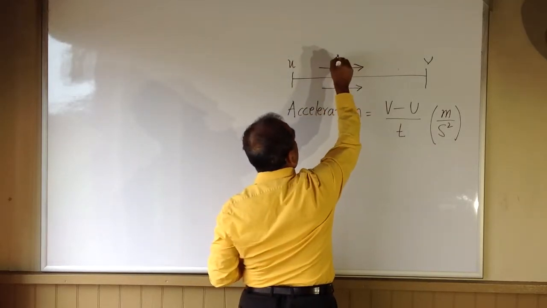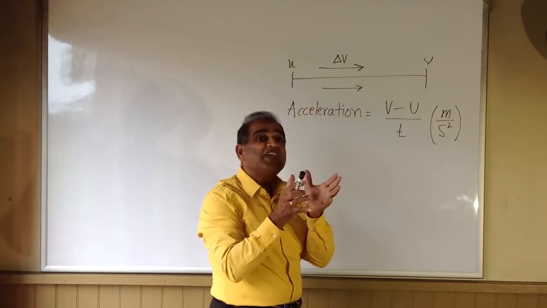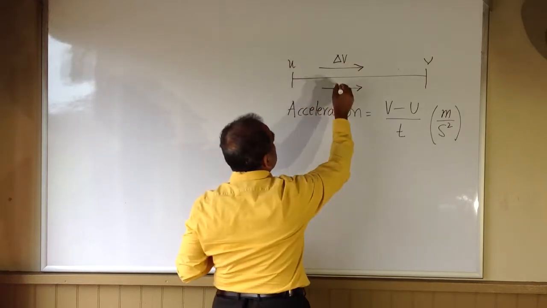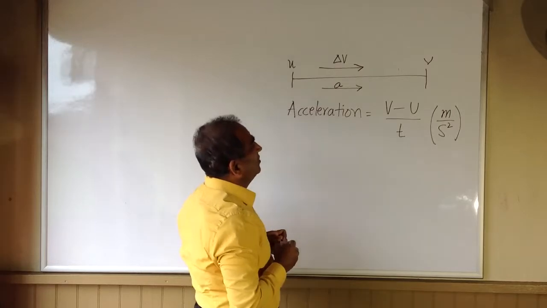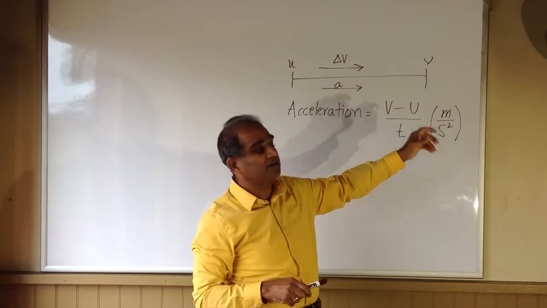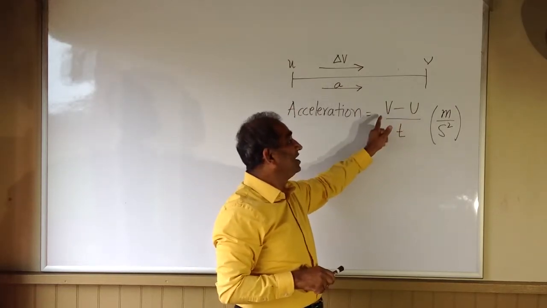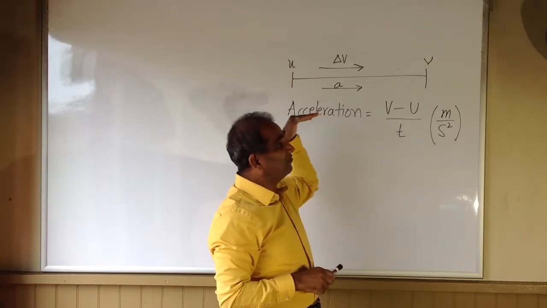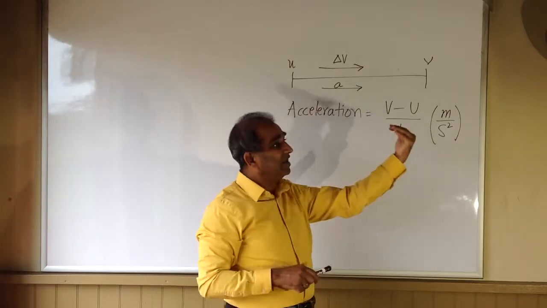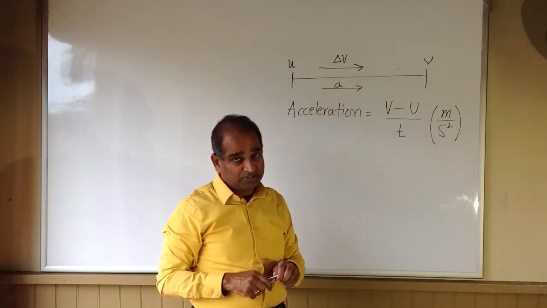So this is the change in velocity, delta v, we call it. The symbol delta stands for change. So change in velocity over time gives you acceleration a. This acceleration can be in the same direction as the velocity or opposite, depending upon these quantities. If v is greater than u, then a and v are in the same direction. If v is less than u, a is opposite to u in this one-dimensional motion.